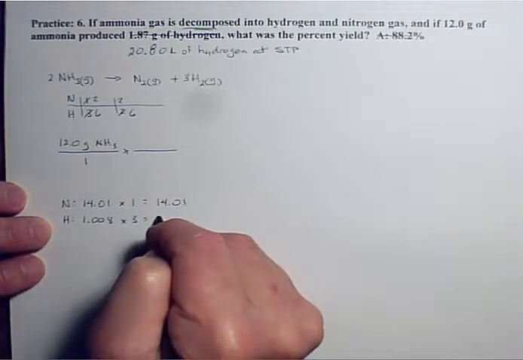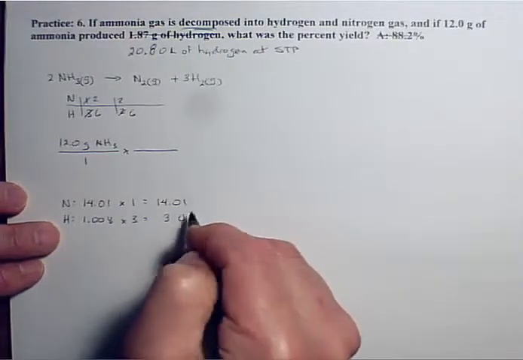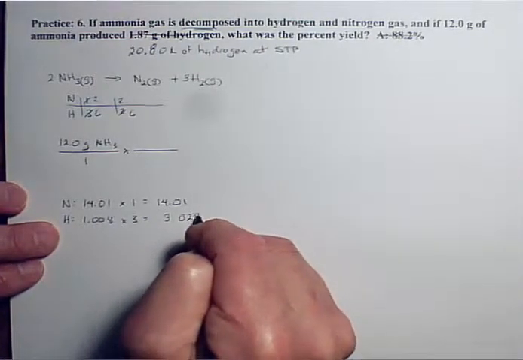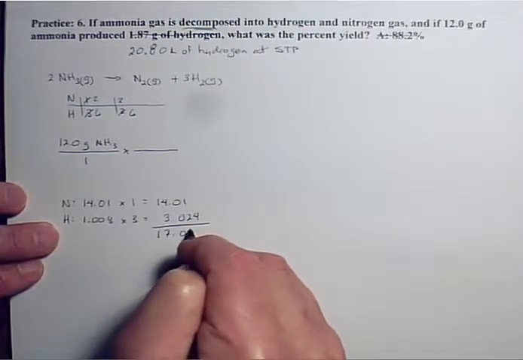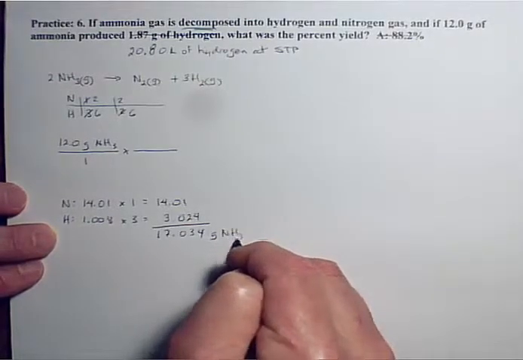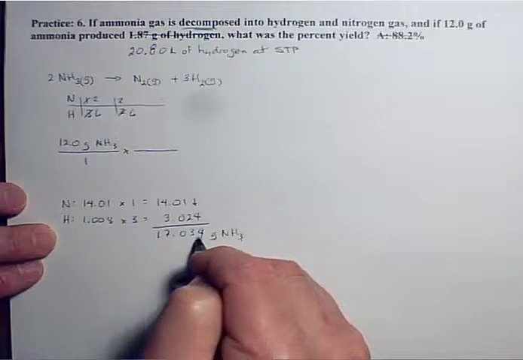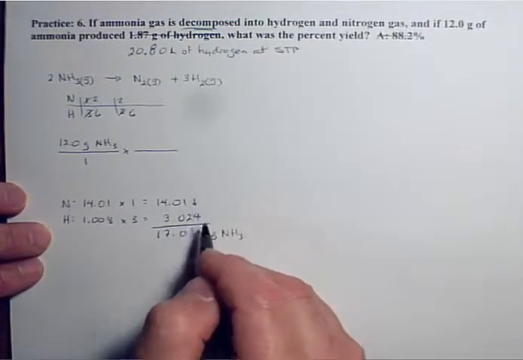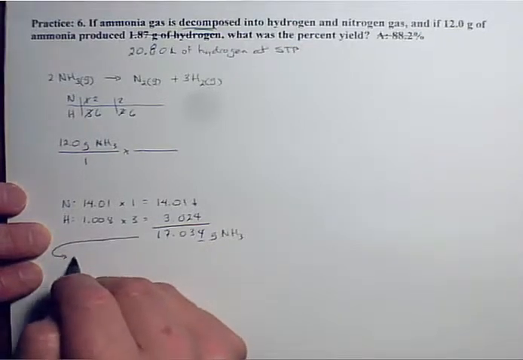14.01, 3.024. Okay. So 17.034. That's grams of ammonia. But we've got this empty slot over the 4. And so we don't know what this number would have been, because we don't know what the number was going to be. So we're going to underline that and round it off.